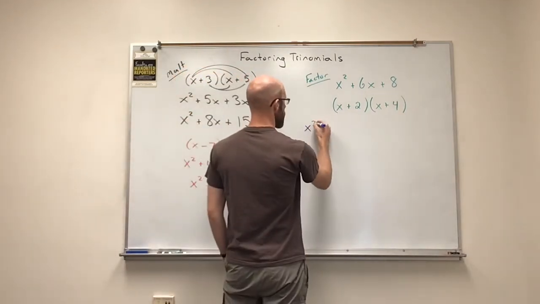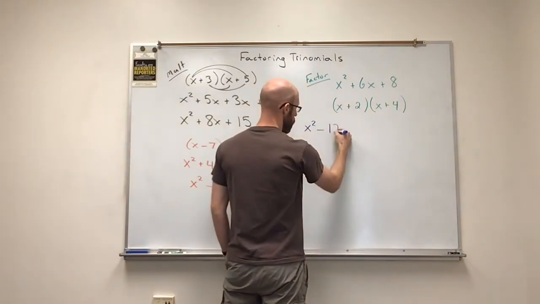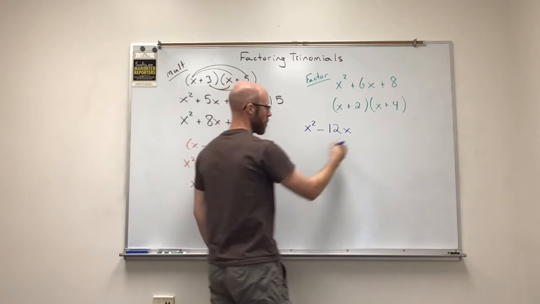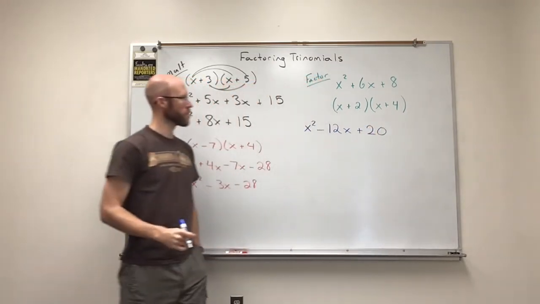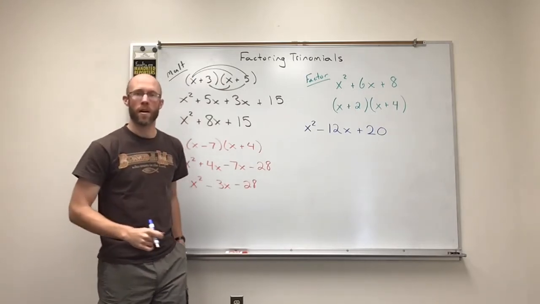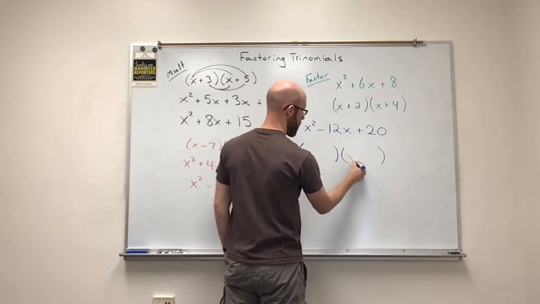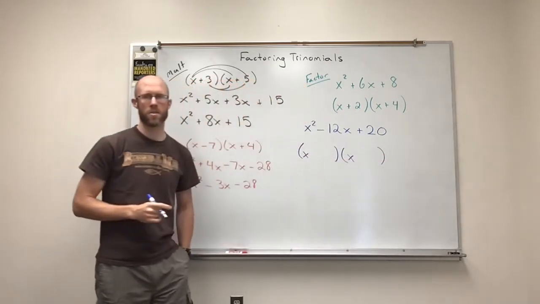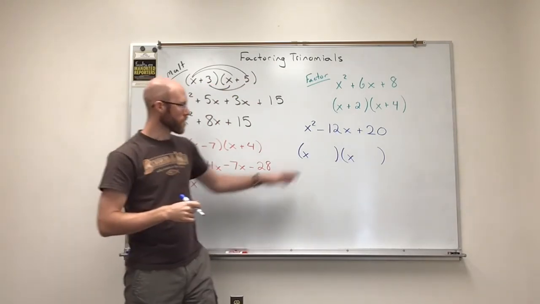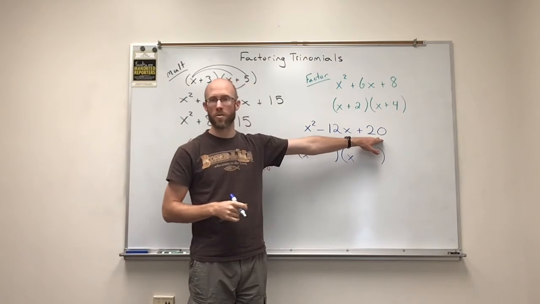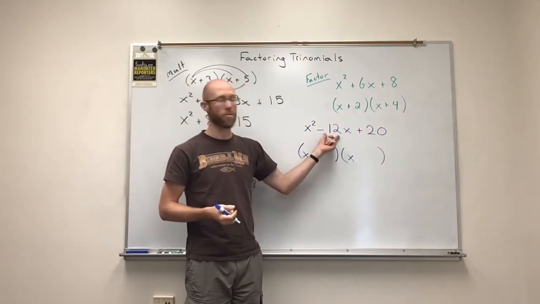So x squared minus 12x plus 20. That should work. Again, the x squared at the beginning tells me right off the bat I can put a pair of x's in the first terms of each of those factors. The second terms, the constants, come from the factors of 20. And we have to find factors of 20 that add up to -12.